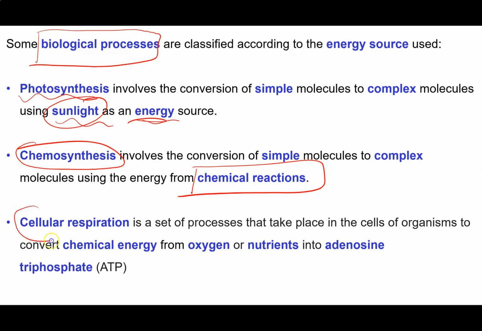The other biological process that is very much concerned with energy is the process called cellular respiration. So in cellular respiration, what happens is that there's a whole series of reactions, but the key result is that chemical energy is used to take oxygen and other simple molecules, which we call nutrients, and turn it into a compound called ATP, which is a store of energy.